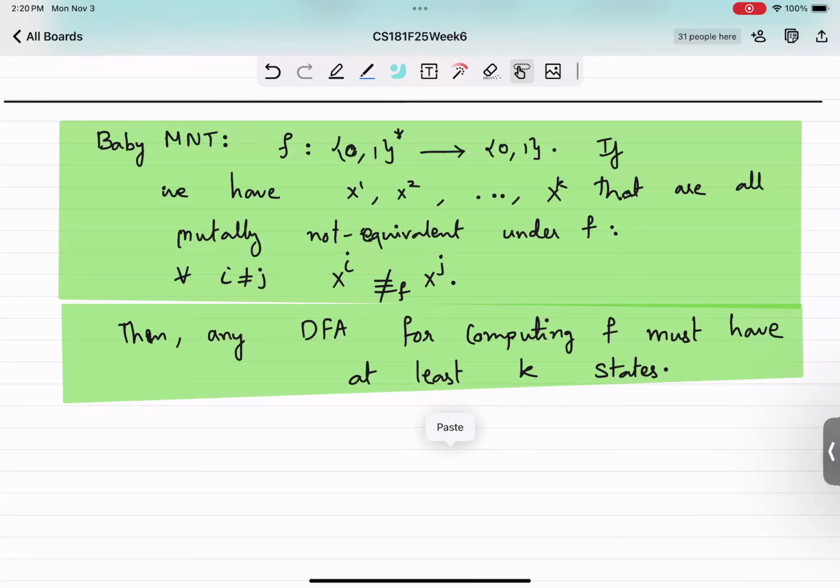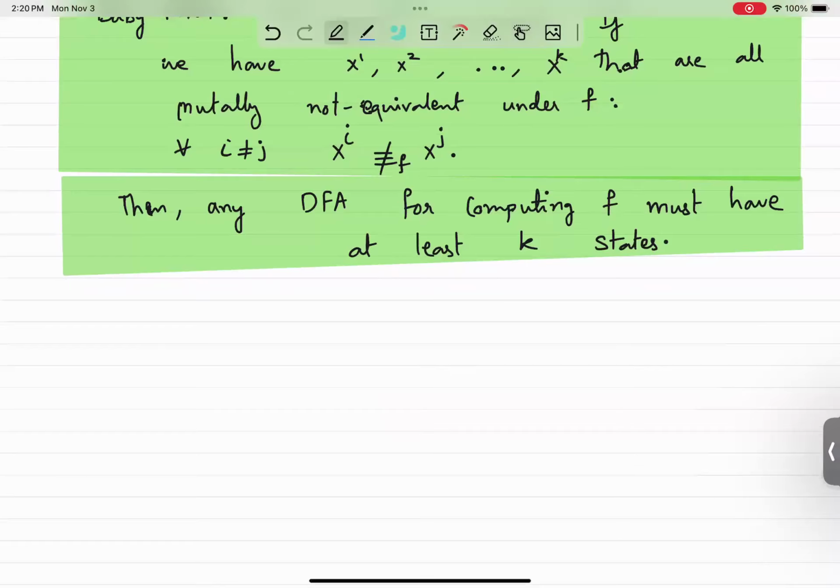Okay. So this is just saying if I can find k mutually non-equivalent strings under F, then any DFA for computing F must have at least k states. All right. So we use this to prove certain languages are not regular. We use this to say that computing the function which checks if the 10th bit from the end is a 1 takes 1024 states. Right? We proved this in the last lecture.